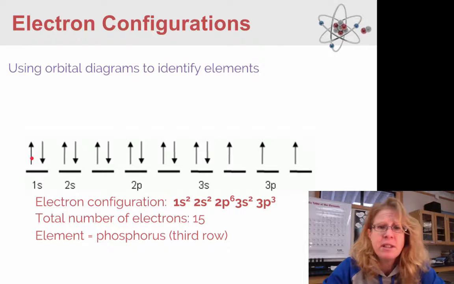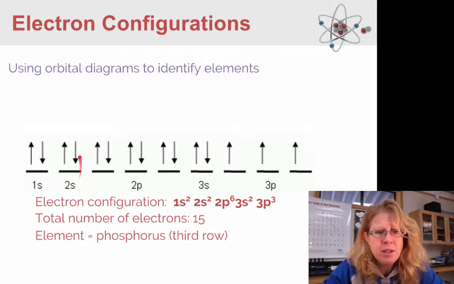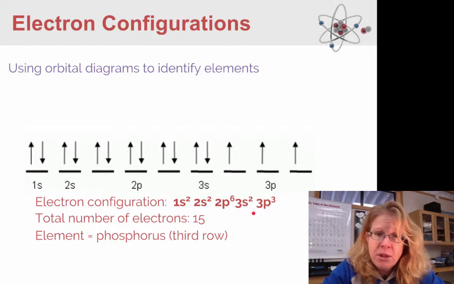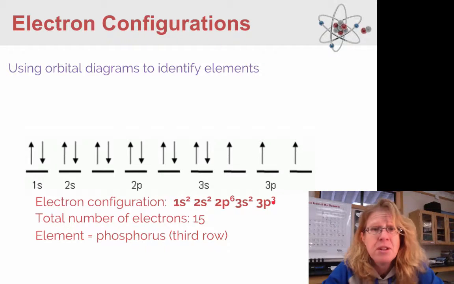So this would be written as an electron configuration as 1s2, 2s2, then we've got 2p6 because all of those are together. And then we've got 3s2, that one's filled up. And then the 3p's just have 3 single electrons in there, so it's 3p3. So when we take a look at this, there's 15 total electrons. You can either count them as arrows, or you can add up the exponents. 2 plus 2 plus 6 is 10, plus 2 and 3 is 5 more, so it's 15 total electrons.